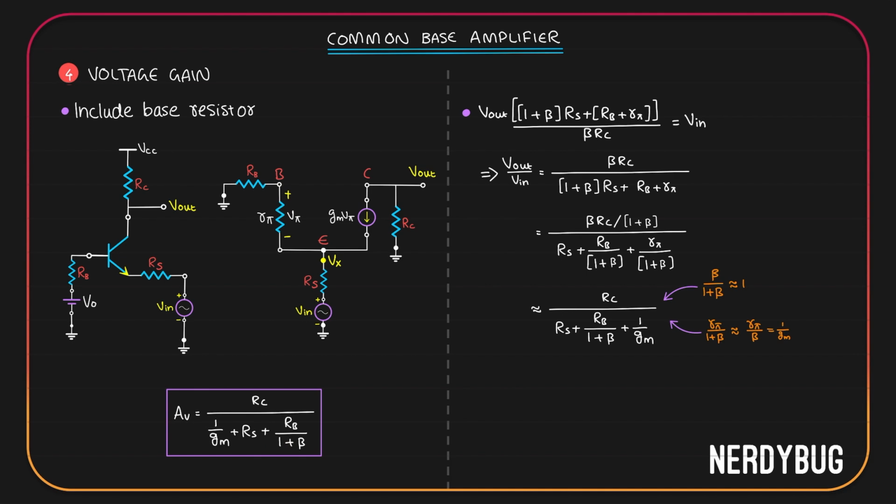What if Rs and Rb are 0? Which means we are not considering the source resistance and there is no base resistor. In that case, Rs and Rb by 1 plus beta will become 0 and the gain will go back to gm Rc. So in general, we can say the gain is the impedance at the collector divided by 1 by gm plus the impedance at the emitter plus impedance at the base divided by 1 plus beta.